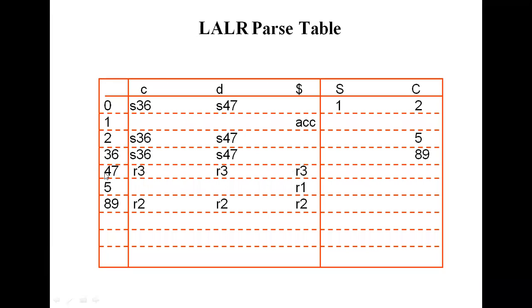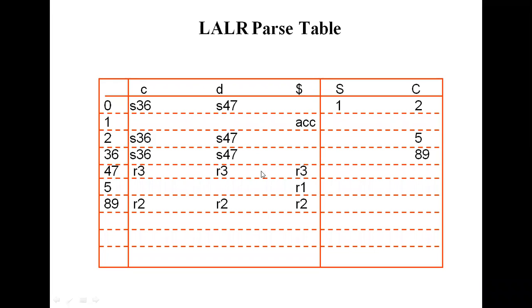That means 4 is merged with 7. 4 is combined with 7. That means we performed the merge operation here. 4 is merged with 7, and as per the CLR table, for only 4 we have R3, R3 at C and D, and as per the CLR table, only for 7 we have R3 at dollar. Now these 4 and 7 are combined together as a single state.